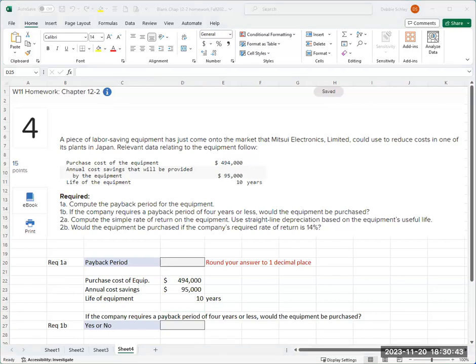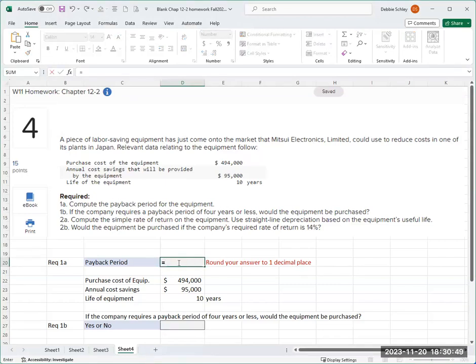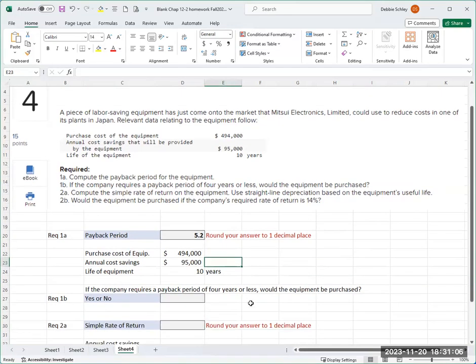So payback period, that is the initial investment divided by the cash inflow or the cost savings in this case. And round it to 1 decimal place, and it's just a number. It's not a percent. It's not dollars. It's just 5.2. Okay, if the company requires a payback period of 4 years or less, would the equipment be purchased? Again, 4 years or less, so it would be 4 or fewer. And we just figured out it's 5, so the answer is no, they would not do it.